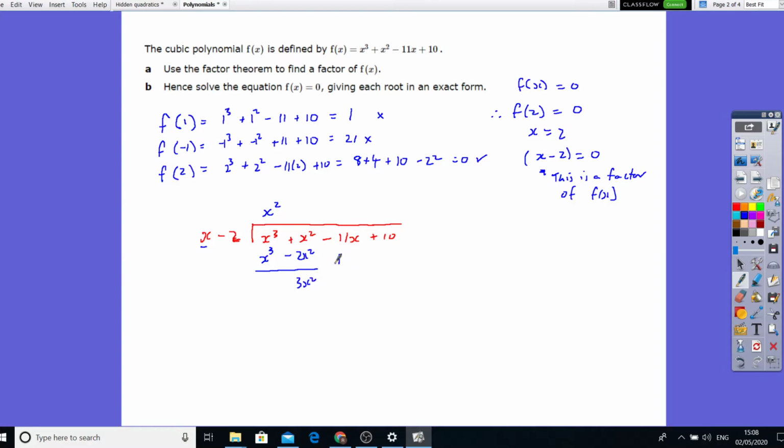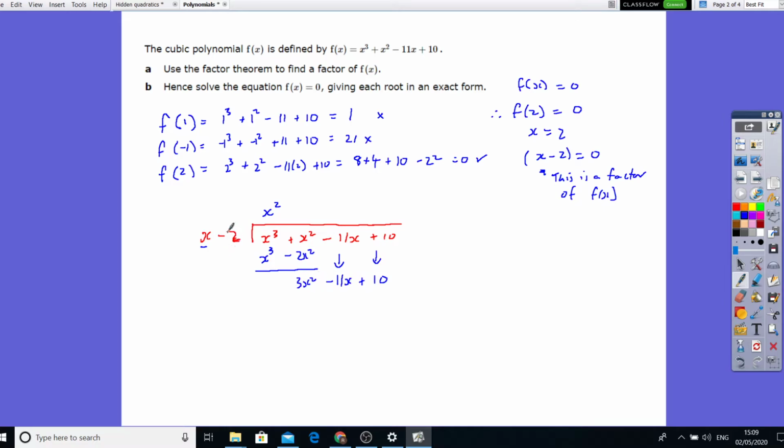And then the rest we can just bring down. Okay, don't need to do anything there because these are all zeros here. So that's going to be minus 11x, and that's going to be plus 10. And what we've done by doing this first process is we've got rid of the x cubes. So we just now end up with a quadratic. And we just need to do x divided into this quadratic.